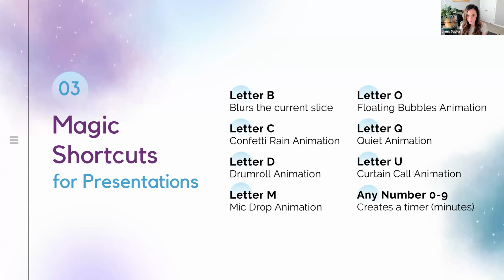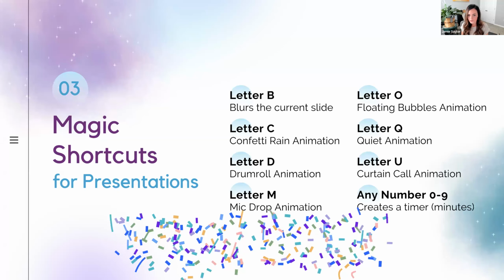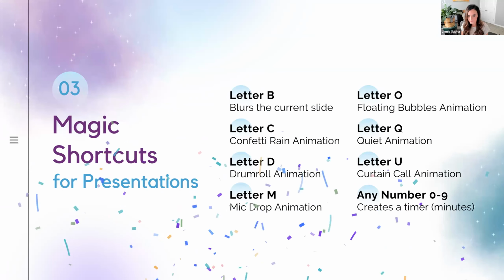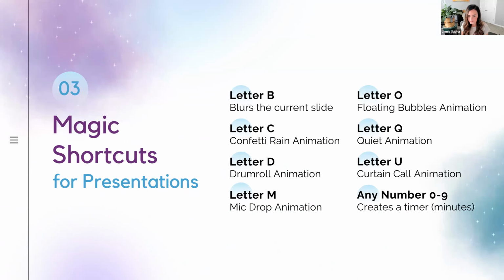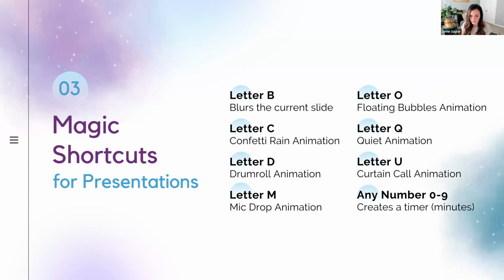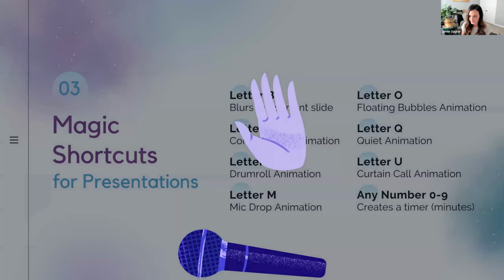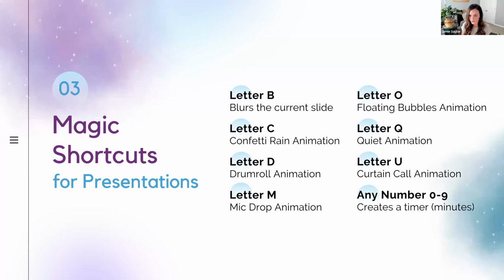If you push B, your screen's going to blur. So maybe you have a question on your screen and you need to blur it momentarily. That will do that, and you just push B to bring it back. C gets you confetti. D is for a drum roll. You have M for mic drop. You have O for floating bubbles.